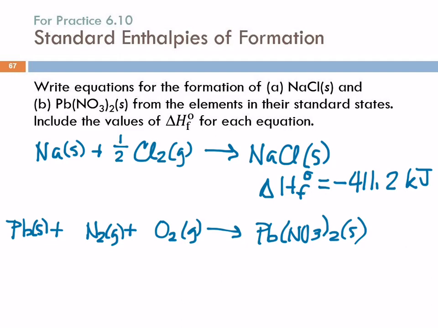Now we need to balance this without changing the coefficient on this one. How many nitrogens do I have in one unit of this? 2. Well, that works out nicely. I've got 2 over here. How many oxygens in one unit? 6. So if I put a 3 here, then I'll have 6 oxygens. It's a balancing equation, but with a little twist, because this has to be 1 at the end.